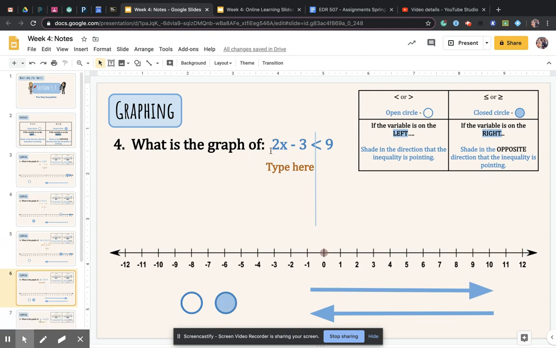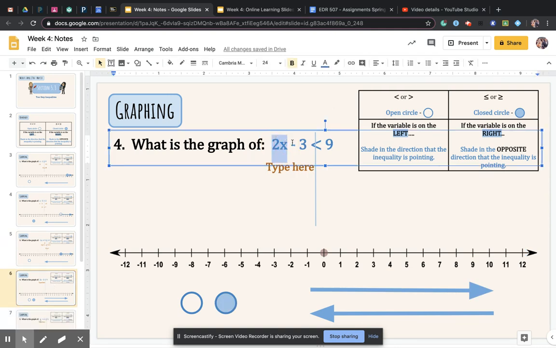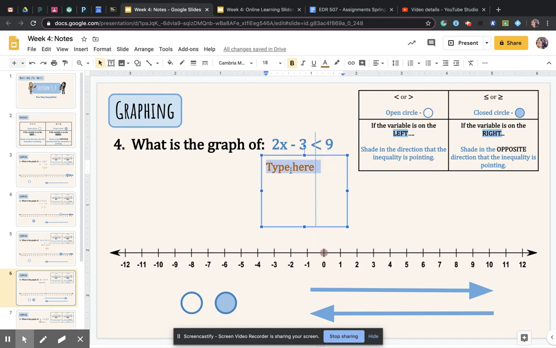So same process. I have a number next to x, I have a number not next to x, and then I have the number on the other side. So I'm going to do the opposite of minus 3, and I am going to add 3 to both sides. I am left with 2x is less than 9 plus 3 is 12. And what's great about this is we have no negative, so we don't have to worry about flipping any signs.